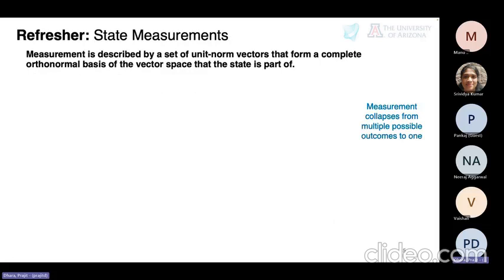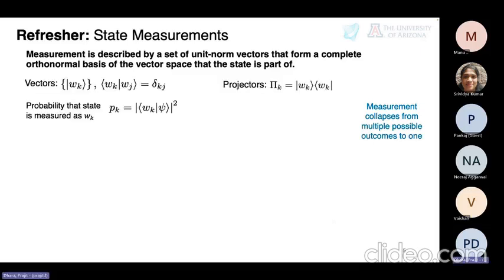Finally, the thing we need to know is state measurements. Again, how you define your states was through a set of unit norm vectors from which you constructed an orthonormal basis. From an information theoretic perspective, what measurement means is that you just take a set of unit norm vectors that form a complete orthonormal basis. If you take the vectors to be some set W sub K, and each of these elements are pairwise orthonormal to each other, and you construct the projectors where you take the outer products of these states, meaning if these were column vectors, then the outer product would be matrices, then you can ask the question, what is the probability that the state is measured in the state WK? And it's simply given by that overlap over there.